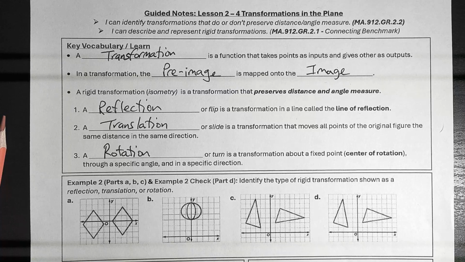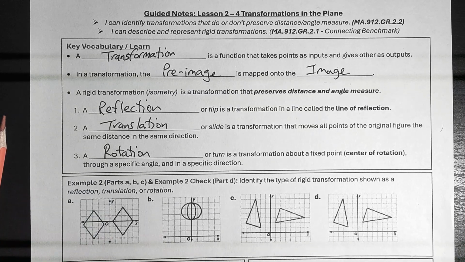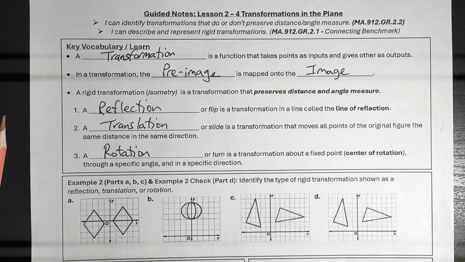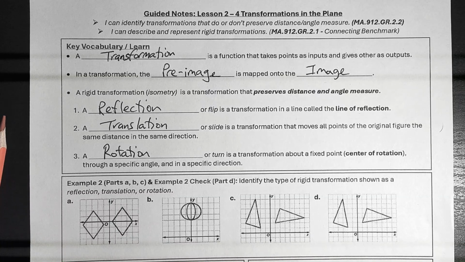Okay, and now number 3, excuse me. A rotation or a turn is a transformation about a fixed point. That's the center of rotation. For now, it's going to be the origin, (0, 0), right here in the middle. Later, it'll get more complicated because we'll change that, but it's going to rotate.